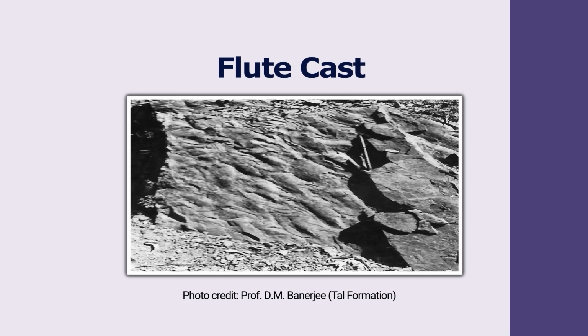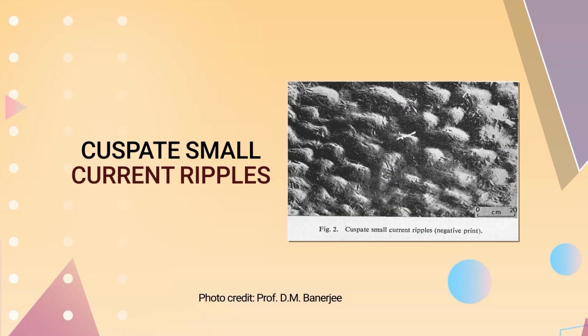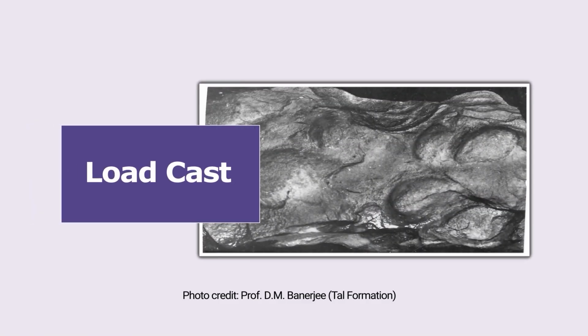This is in the Himalayas, and you can see there is a movement from the right to left, and the flute cast is named after flutes like that. Then there are ripple marks, which are called cuspate ripple marks here. This is from the Jamuna river bank. There is also a structure called load cast.